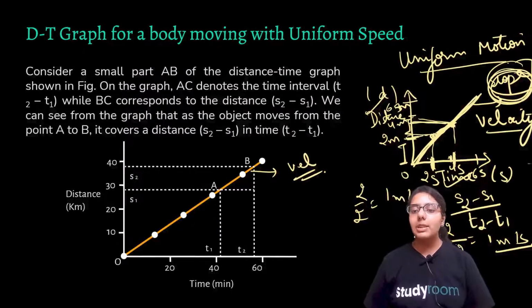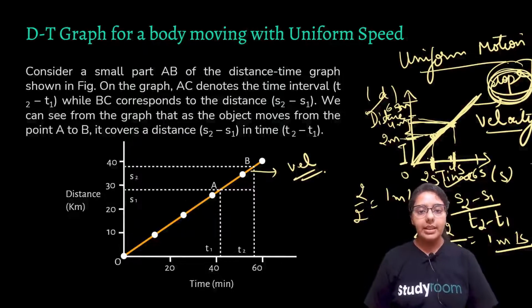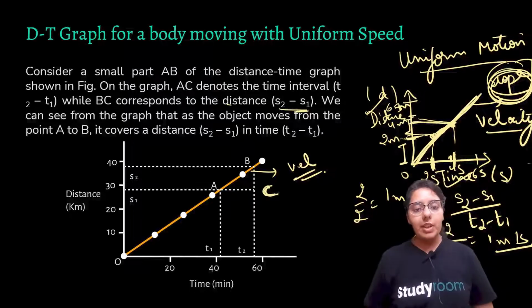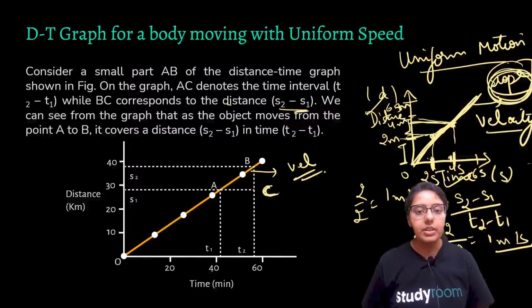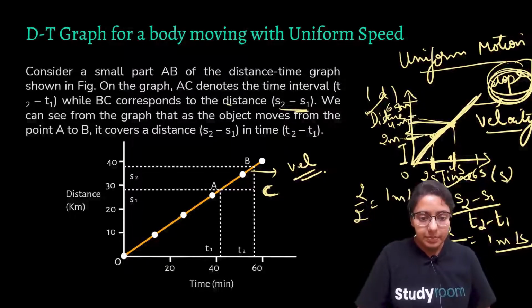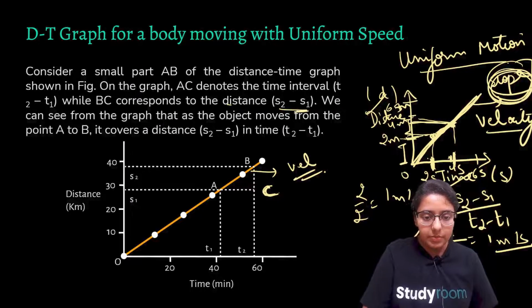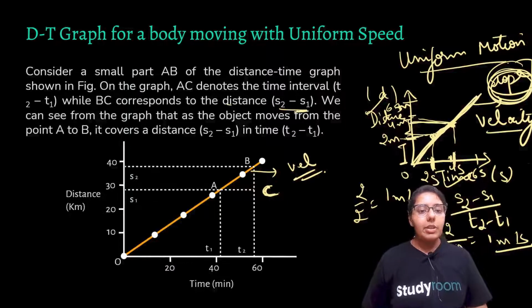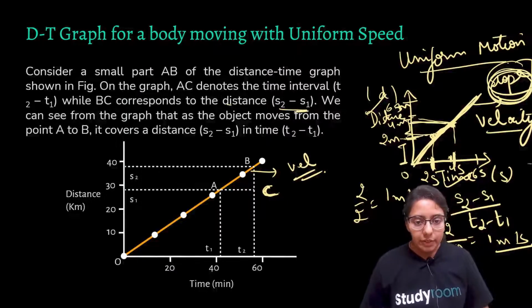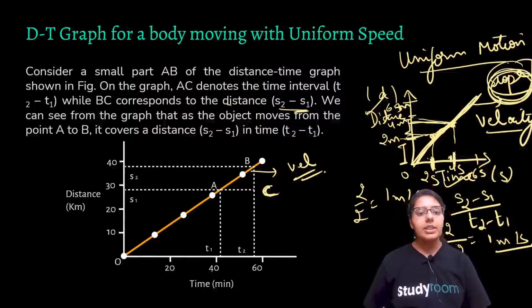You see the corresponding values of distance for that particular time and you take the difference. So we take distance like S2 minus S1. Here C is in the graph, please mark this. We can see from the graph as the object moves from the point A to B, it covers a distance S2 minus S1. How can we say that? We can say like this.